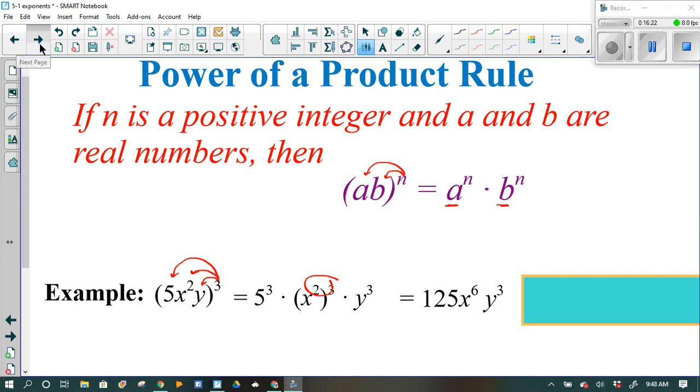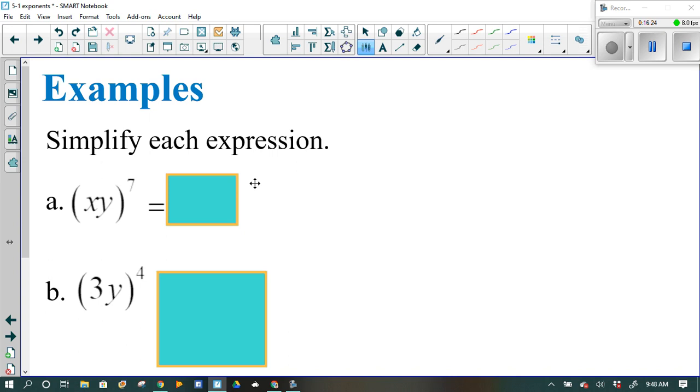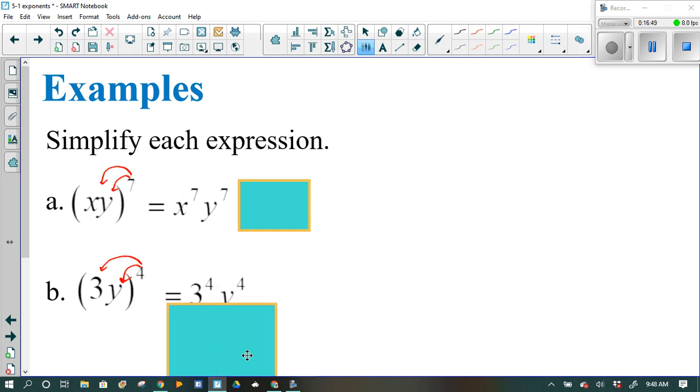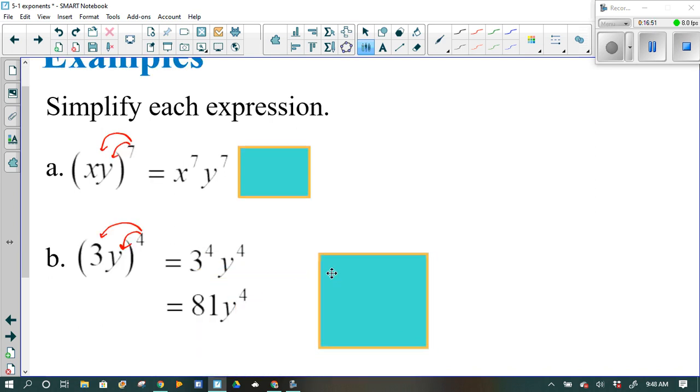All right, let's see here. So if we're going to exemplify this, then we're going to have to take this exponent, distribute it to each piece. So x to the 7, y to the 7. Okay, some of them are just going to be this simple. Don't overcomplicate them. Just accept the rules, okay? So here I'm going to have to distribute the 4. So 3 to the 4th, y to the 4th. Well, 3 to the 4th is 81. Y to the 4th stays y to the 4th.